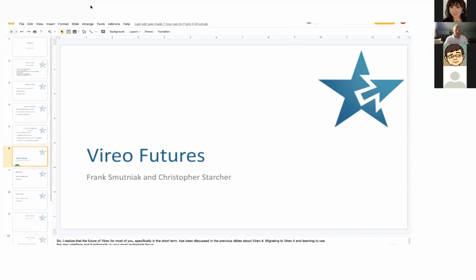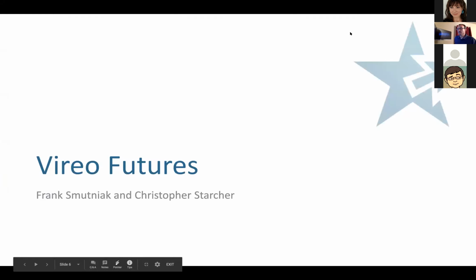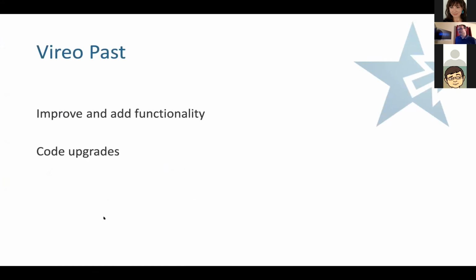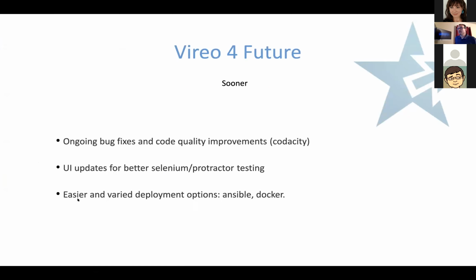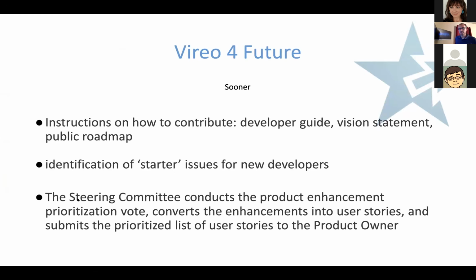I realize that the future of Vireo for most of you, specifically in the short term, has been discussed in the previous slides about Vireo 4. Migrating to Vireo 4 and learning to use the new interface and functionality is your most immediate focus. However, it is important for the Vireo User Group Steering Committee to begin to look beyond the current state of Vireo and to begin planning for the future. The purpose of this section of the presentation is to inform you that we have already begun this task and to reveal our thoughts about the short-term and long-term goals for Vireo.